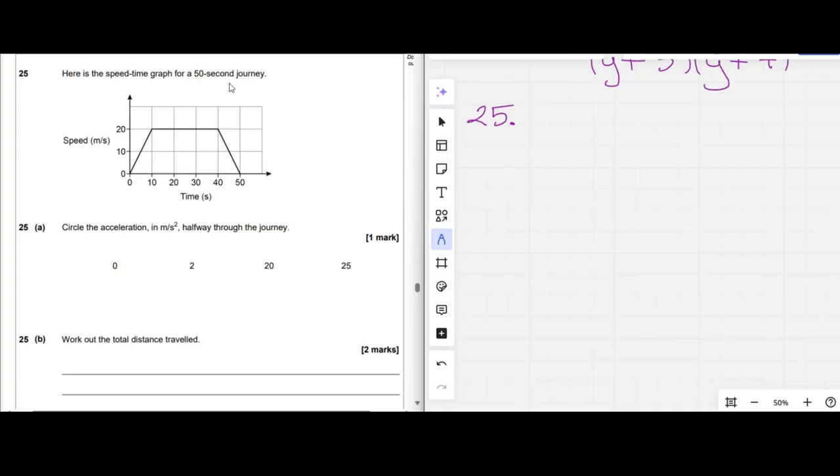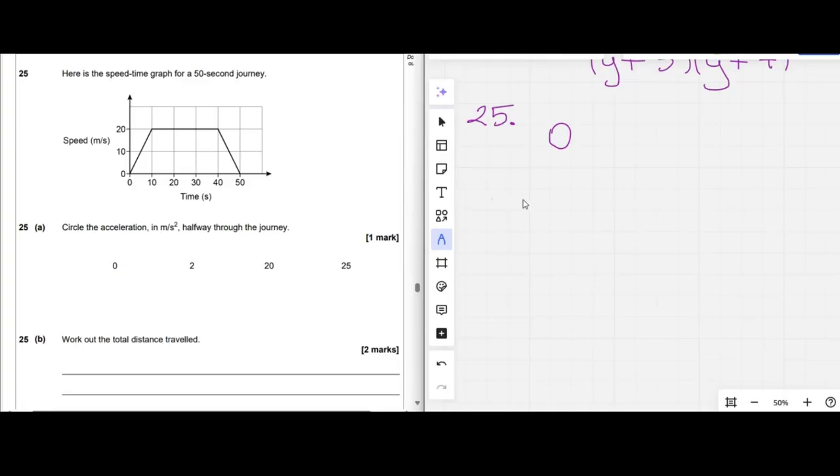Next. Speed time, 50 seconds journey. Acceleration, halfway through the journey. Halfway through the journey, that was in the 25th second, so somewhere here. And look, we have constant speed of 20 meters per second. So what would be the acceleration in this point? 0. The speed does not change, so the acceleration is 0.